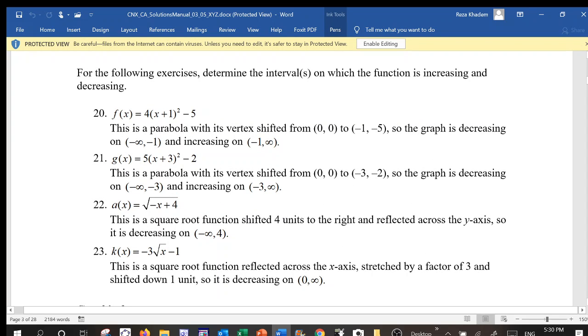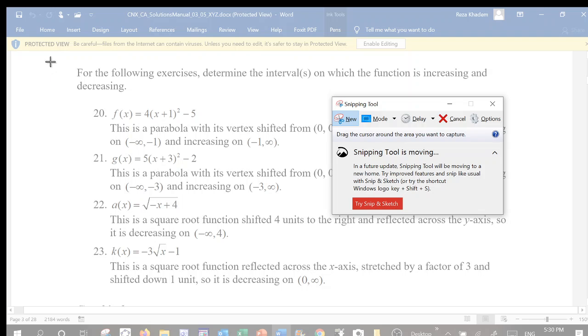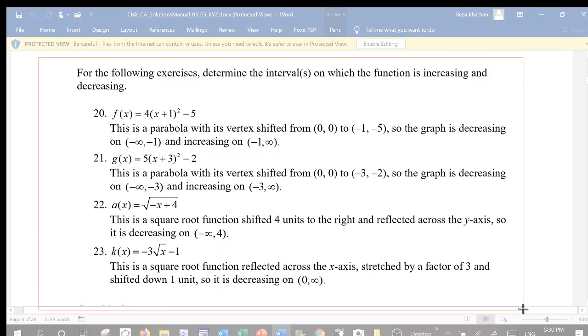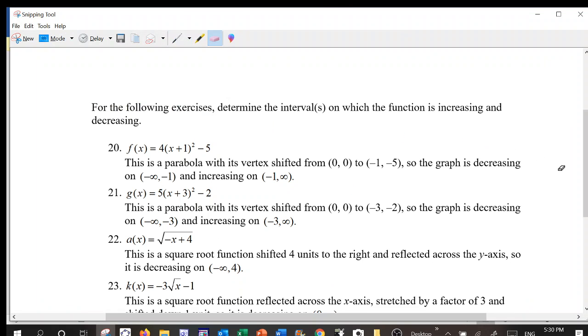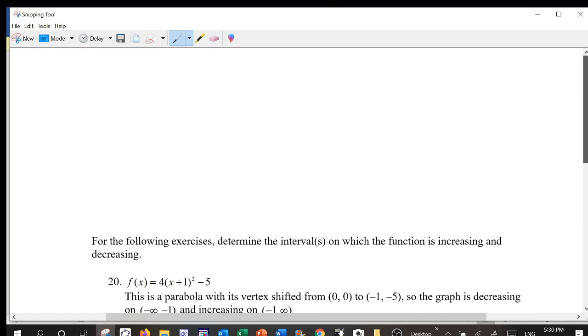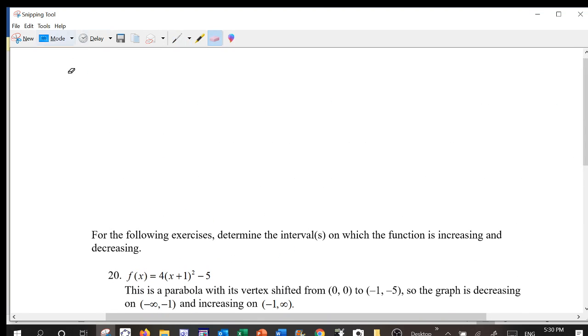It says, in the following exercises, determine the intervals on which the function is increasing and decreasing. All right, so we're going to do number 20. We have enough space up there to do it. The parent function for this is x squared, right? So let's call it g of x, because this new function is called f of x. So f of x is actually what? What transformation?